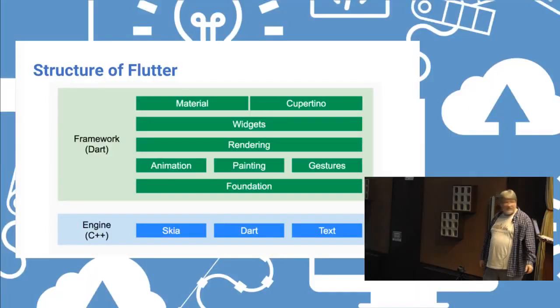And Skia is the 2D graphics engine used. And it also uses Vulkan for fast rendering on systems that have GPUs.